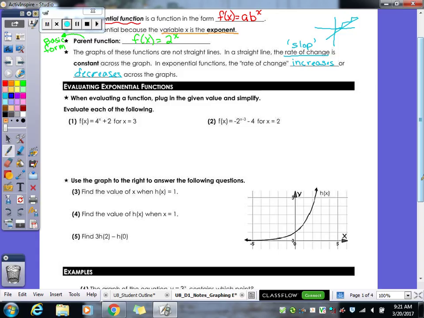So let's look at some of our basics for our exponentials. When evaluating an exponential function, you need to plug in the given value and simplify. So here's our function. They want us to find it for when x equals 3. So we're just going to plug a 3 in for our x. It's going to be f of 3 equals 4 to the third plus 2.